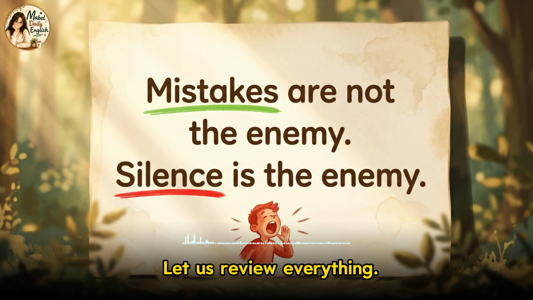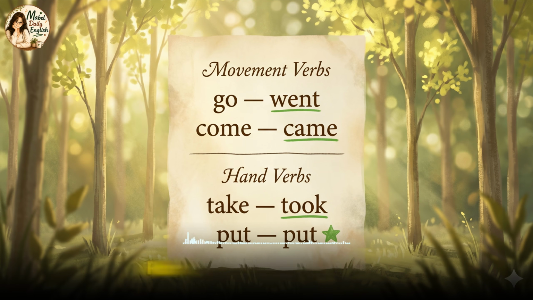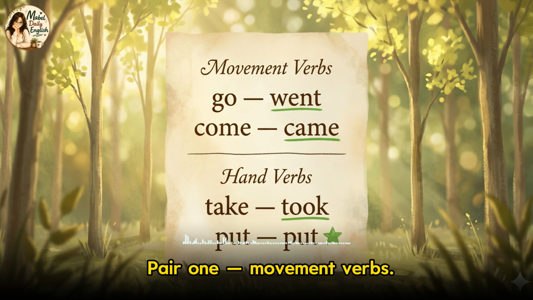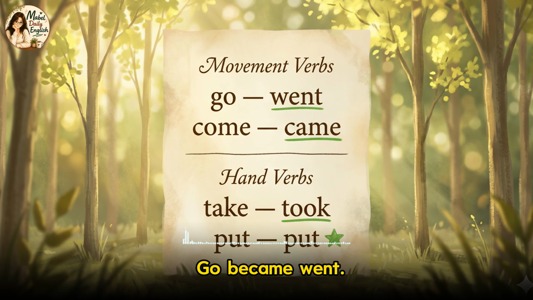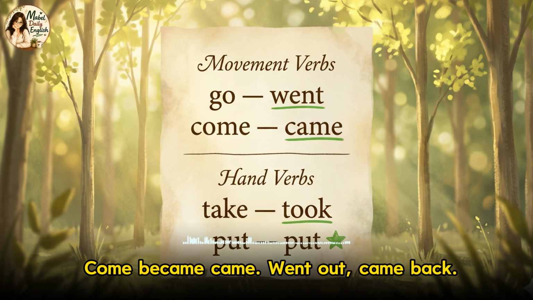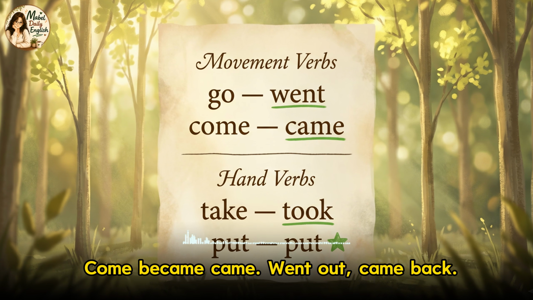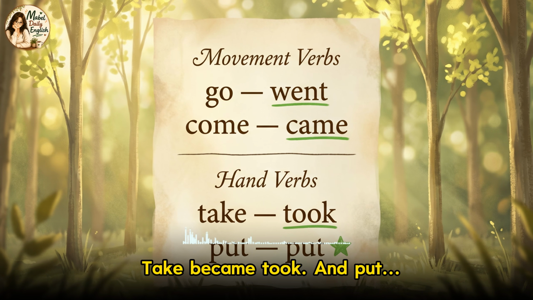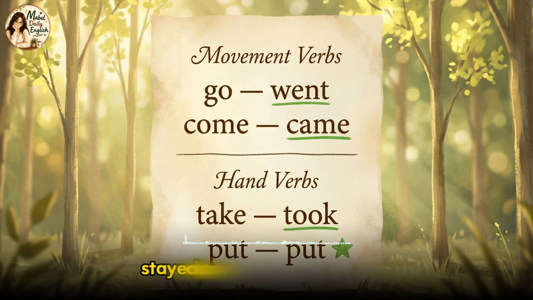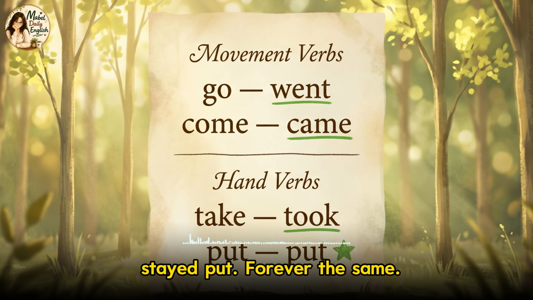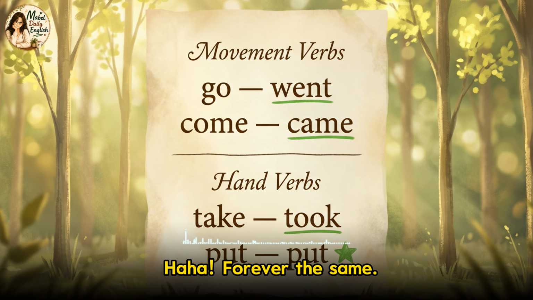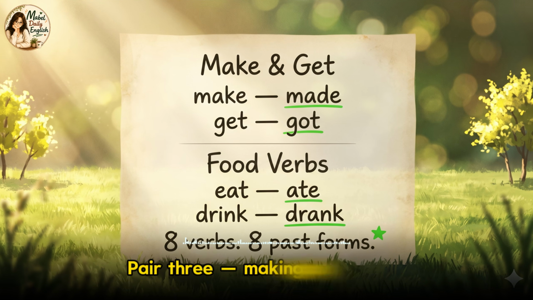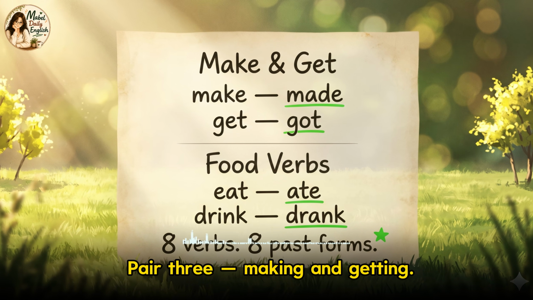Okay, let us review everything. Pair 1, movement verbs. Go became went. Come became came. Went out, came back. Pair 2, hand verbs. Take became took, and put stayed put. Forever the same.